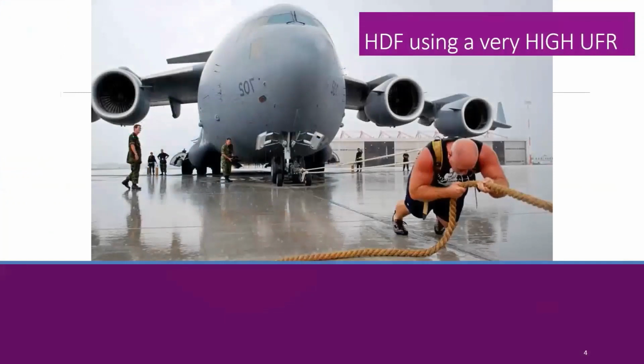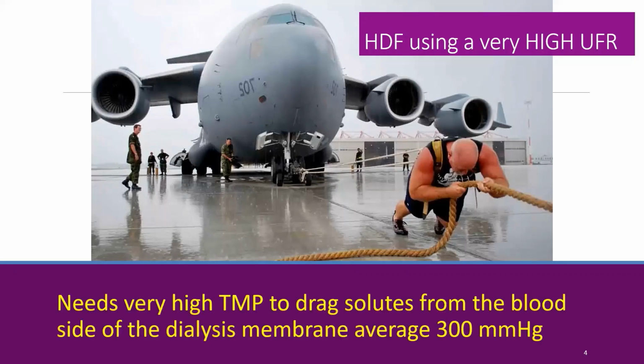So hemodiafiltration uses a very high ultrafiltration rate to remove the bigger molecular weight toxins by dragging forces, and the pressure inside the filter is extremely high due to the increased demand for water removal. It needs very high transmembrane pressure to drag solutes from the blood side of the dialysis membranes, with an average of about 300 millimeters of mercury.